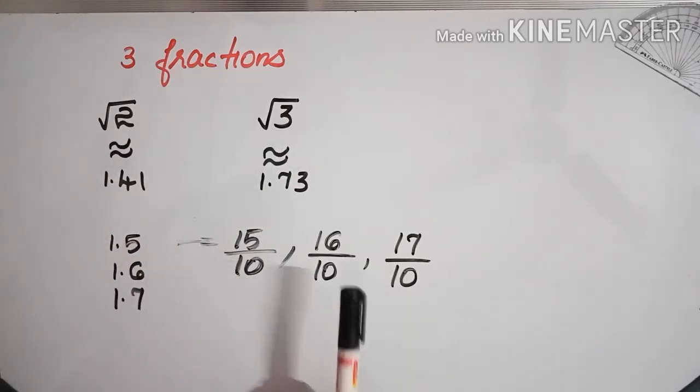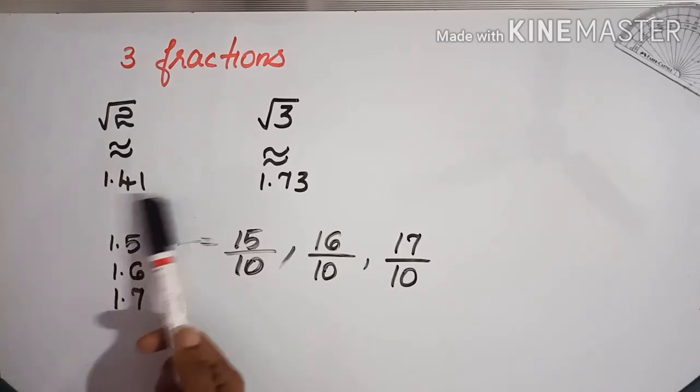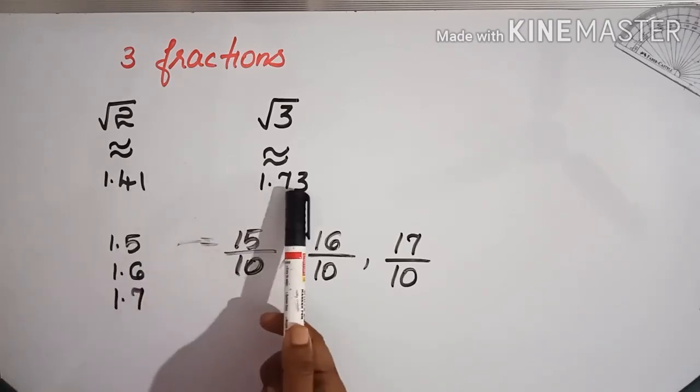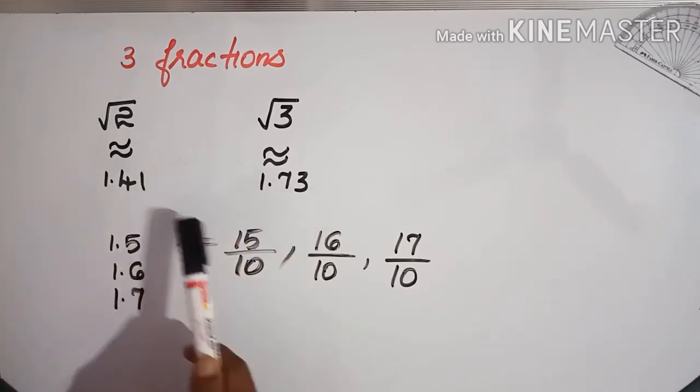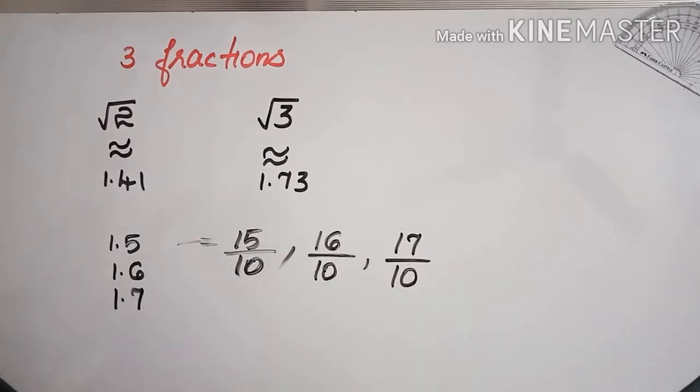So these three. Similarly, you can write any number. After 1.41 you can write 1.42, it is also there, 1.43. Then 1.73 means 1.72 will also be here. Any number you can write. It is not compulsory to write these numbers. So this is the method to write three fractions greater than root 2 and less than root 3.